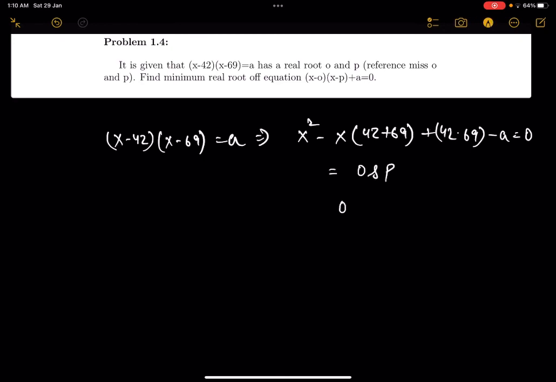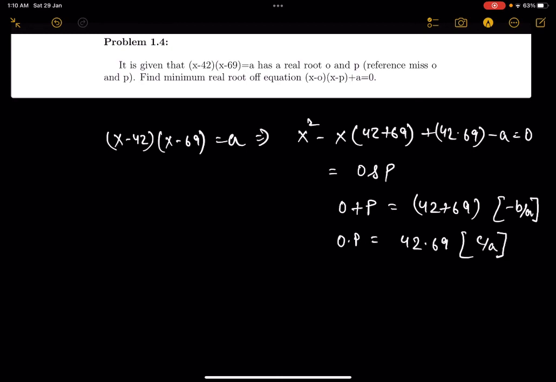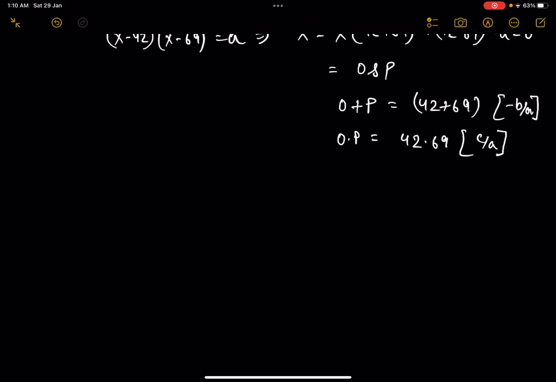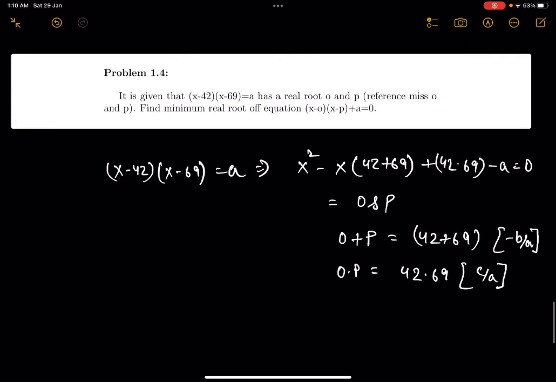So what we can say is that o plus p equal to 42 plus 69, which is minus b by a, Vieta relation, and o times p, that is equal to 42 times 69, that is c by a. Again, we had a relation. So we got some relation in o and p. So let's get back to the question.